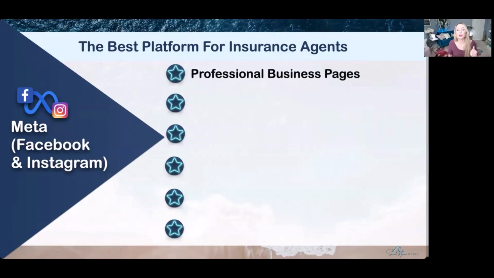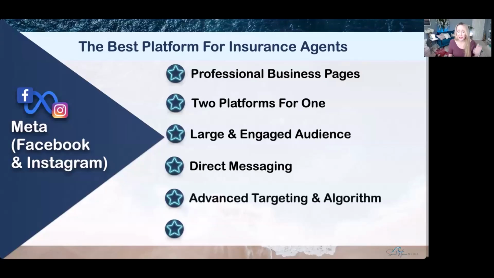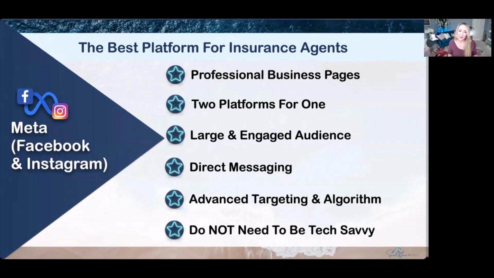So the first is you can build a very professional business page without being tech savvy. You get the price of two platforms for one. Obviously, it's free to post on them, but it's nice that you can connect the two. So anything that you post on Facebook will automatically show up on Instagram without any extra work. They've got a very large and engaged audience. In the United States alone, there are 14.4 million active users that are over the age of 65. And if we're factoring in all ages, they have over 3 billion active users. The really nice thing is you have direct messaging, which you don't have on YouTube, and it's pretty clunky on other platforms. They've got a very advanced targeting and algorithm if you do decide to run ads, and you don't have to be tech savvy anymore in order to get big results when it comes to lead generation.